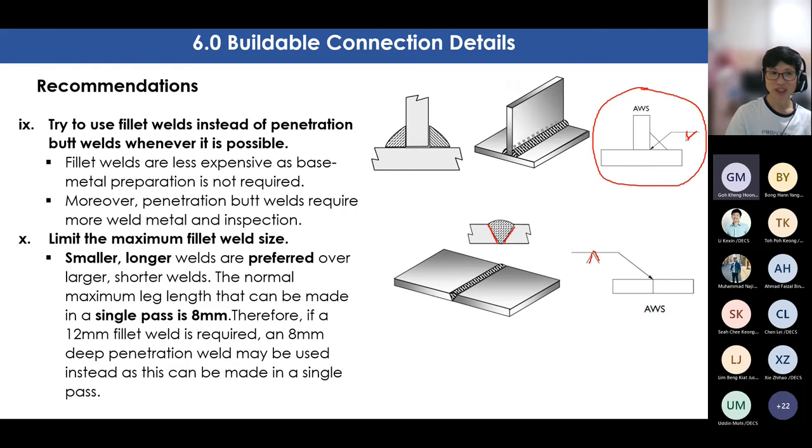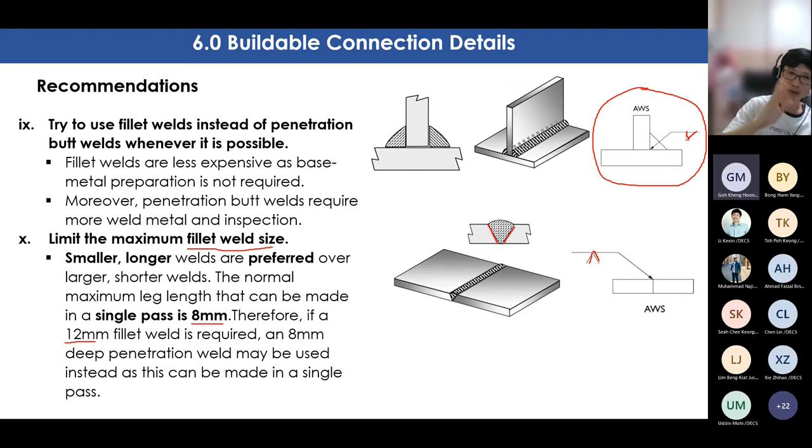Then the last one is to limit the maximum fillet weld size. Sometimes you may specify 12 mm, but when they do a single pass, you can only achieve up to 8 mm. Single pass means you weld one round, then before you weld some more, you have to give a break because it's very hot. So a single pass can go up to 8 mm only.